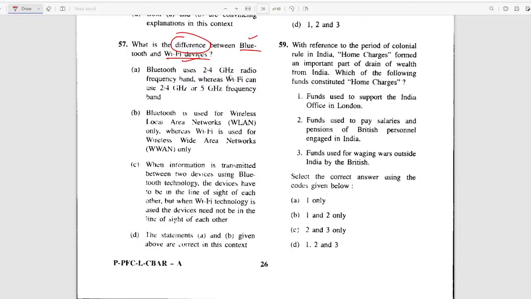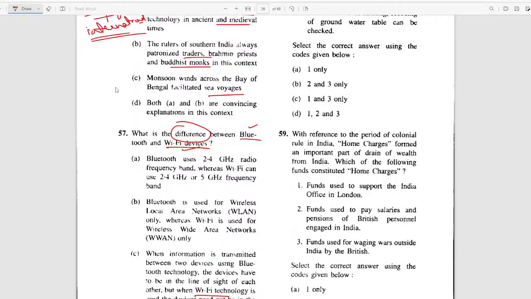So Bluetooth uses a particular radio frequency. Wi-Fi uses a different frequency. Bluetooth is used for wireless local area network. Wi-Fi is used for wide area networks. When information is transmitted between two Bluetooth devices, the devices have to be in line of sight. When Wi-Fi technology is used, they do not have to be in the line of sight. So go through the basics of Bluetooth, Wi-Fi technologies, and other connectivity technologies that are there currently.